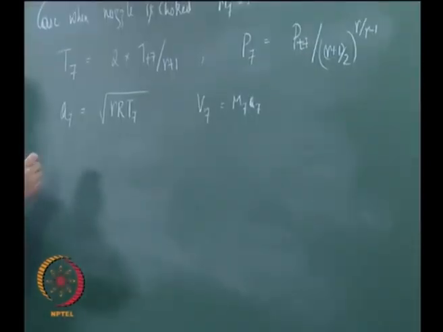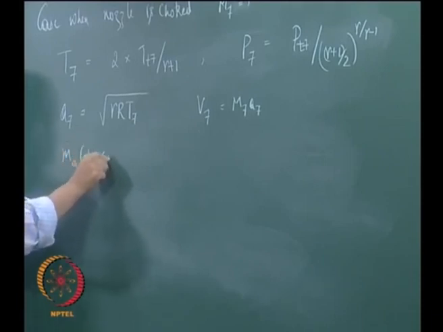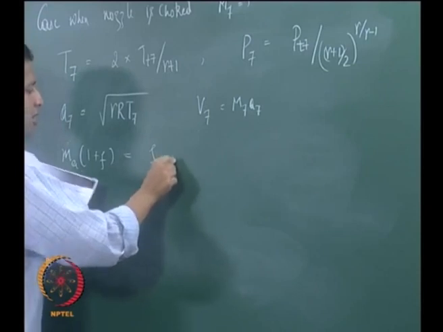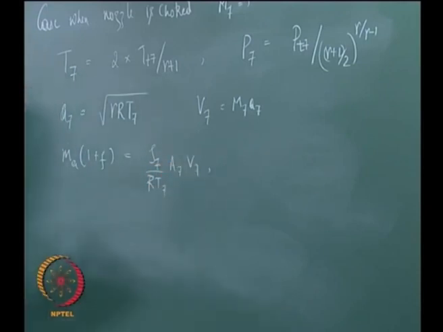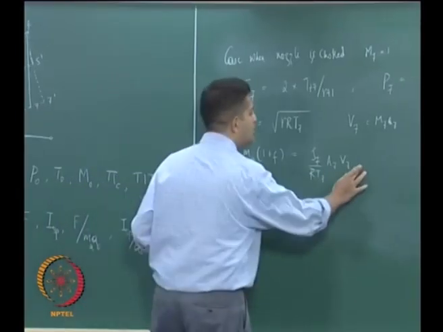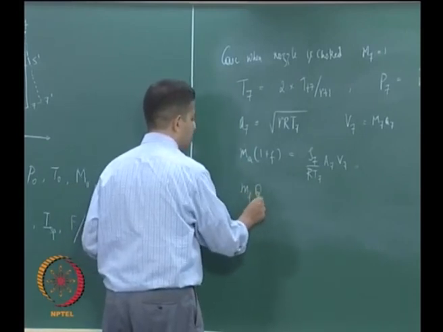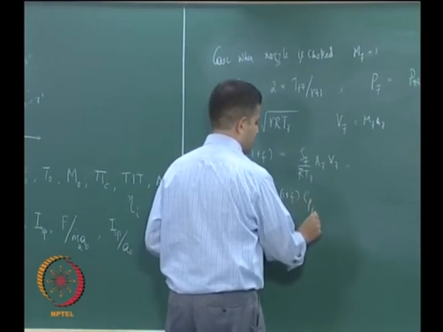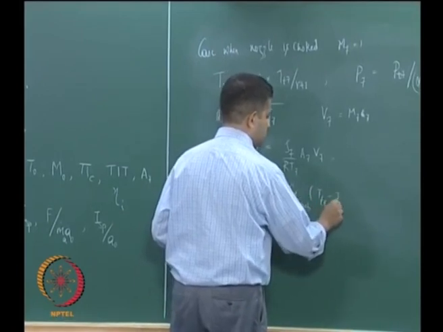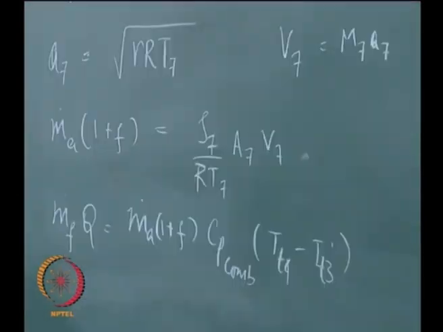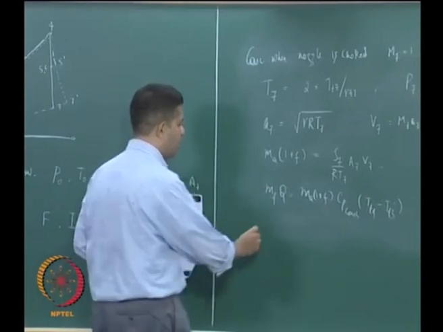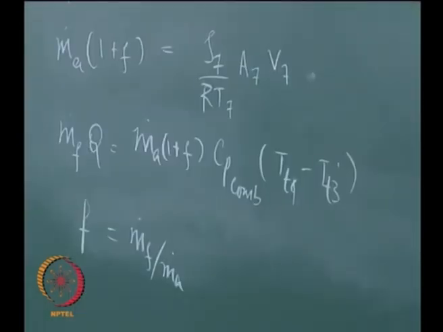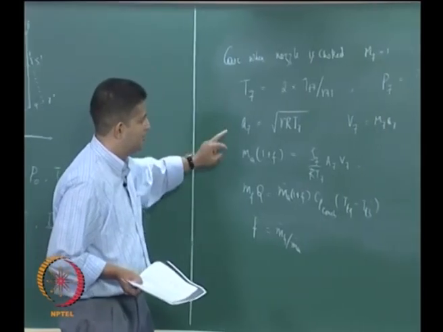and similarly M dot A into 1 plus F is equal to rho 7, that is P7 by R T7, into A7 V7. And a similar expression for M dot F, Q is equal to M dot A into 1 plus F, CP combustor. Okay. So from here I can get F, which is nothing but M dot F by M dot A. I know M dot A, I know M dot F, I know F, I know V7.